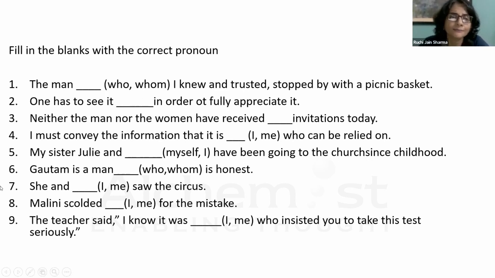Next, "The man dash I knew and trusted stopped by with a picnic basket." So whom did I know and trust? I trusted the man. I can't say "I trusted he," right? I trusted him. Now him is in the objective case. So when I get an answer from the objective side of the table, I will mark whom. Is this clear?